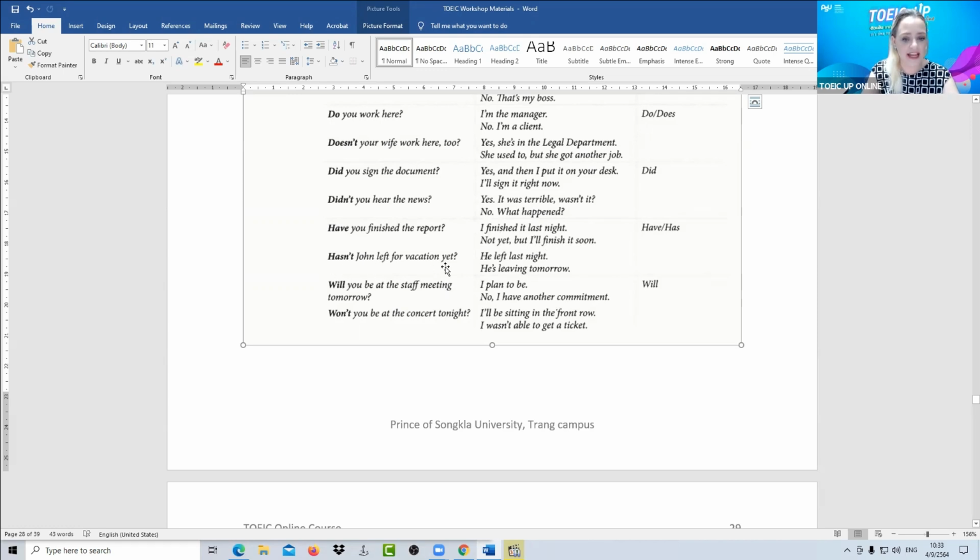Hasn't John left for vacation yet? He left last night, so yes, he left last night, or he left last week, or he left yesterday, right? Those are all saying yes to has he left. And he's leaving tomorrow means he hasn't left yet. So there's no yes or no in these answers. So he's leaving tomorrow, he's leaving next week, he's leaving tomorrow night. These are all no answers to has he left for vacation yet? So has he already gone?